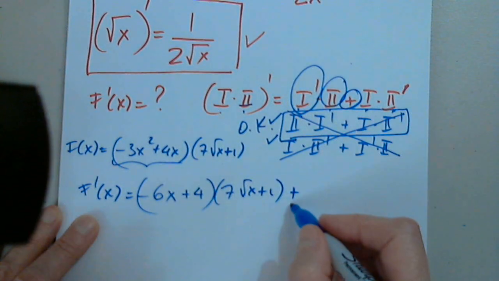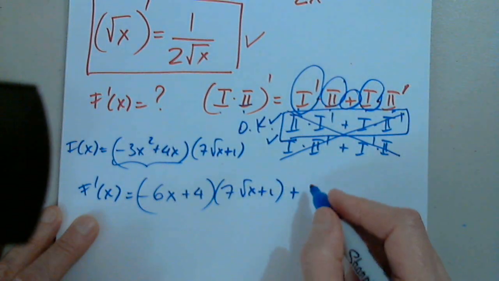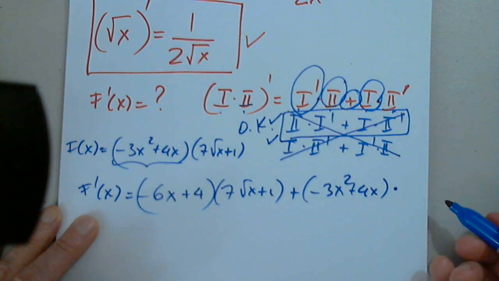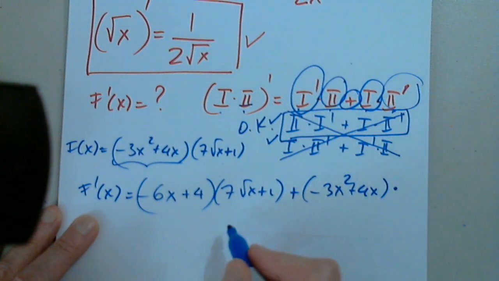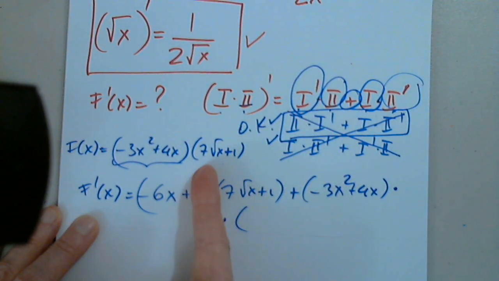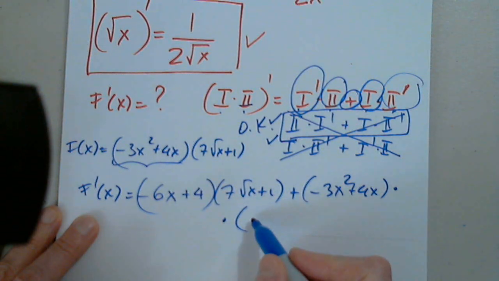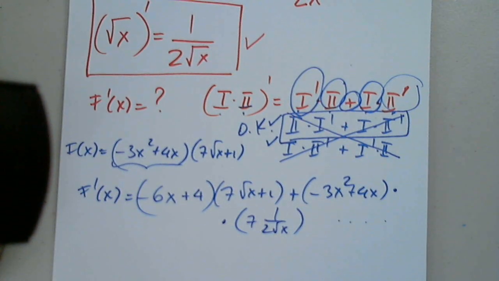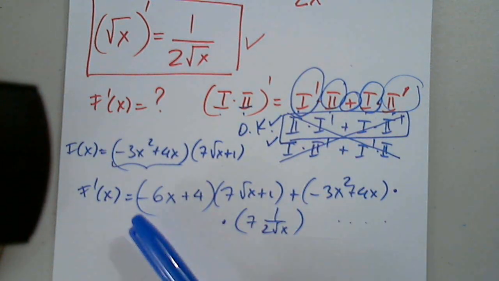Now I'm here, plus. Now I copy the first one, and times. I should continue, but I don't have enough room. Now I'm here. Seven over 2 square root of x. Excellent. And it's fine if you just stop there. You can distribute. We may be able to simplify it a little bit, but I'm fine if you just stop there. Question, do we understand the steps now?